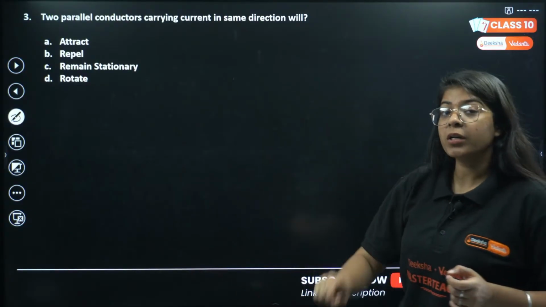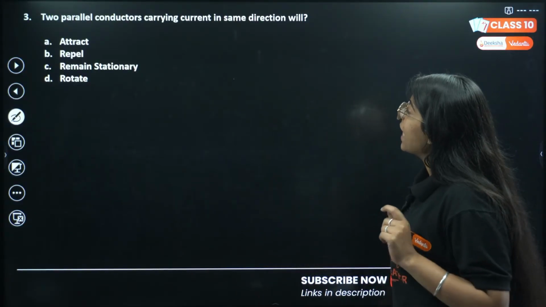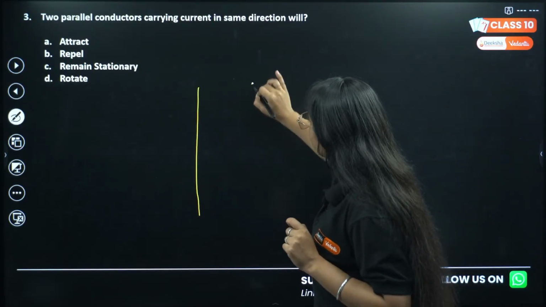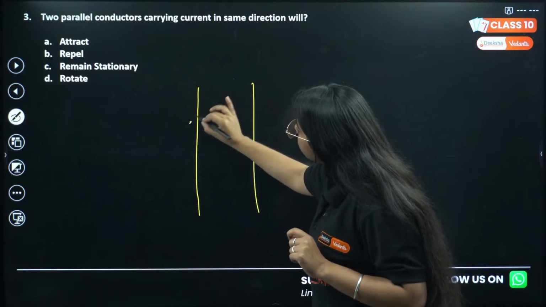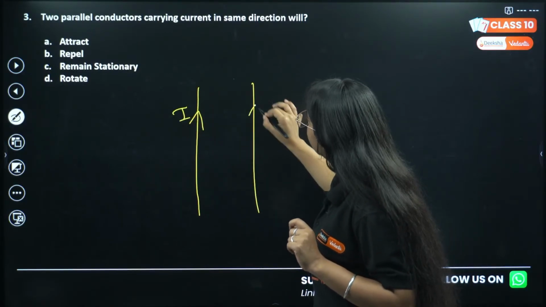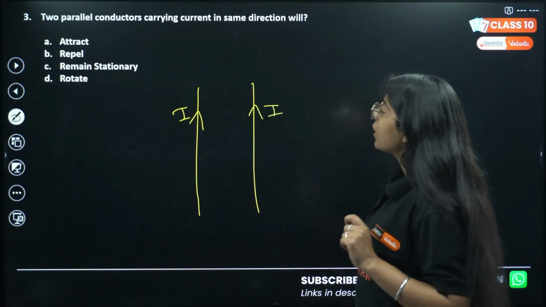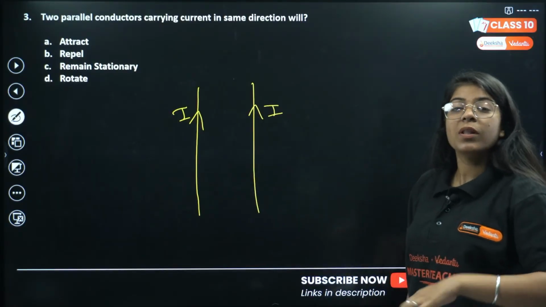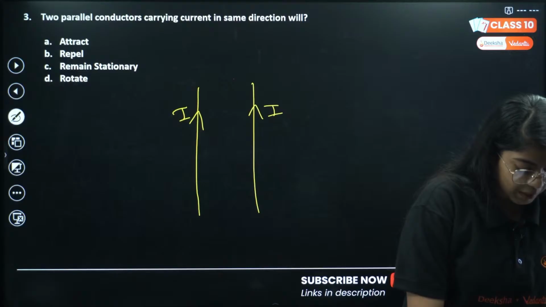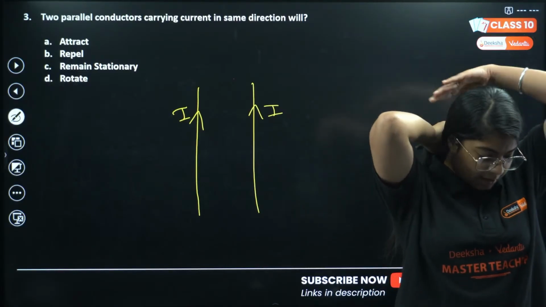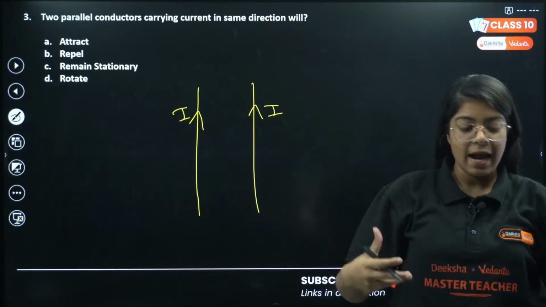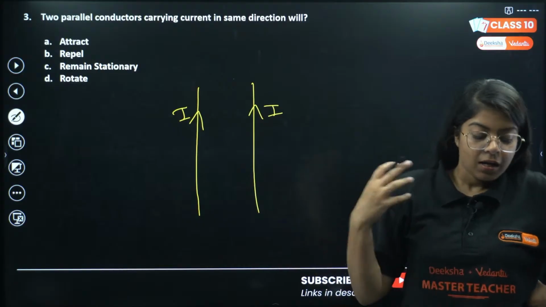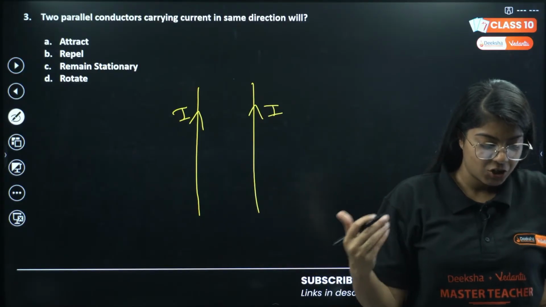Okay. Third question says, two parallel conductors. Now, very important question. Two parallel conductors carrying current in the same direction. There are two current carrying conductors, both carrying the current in the same direction, let's say in the upward direction. Now, will they attract? Will they repel? Will they remain stationary, or will they start to rotate? Let me know the answers if you know. The current in both these parallel conductors is in the same direction.